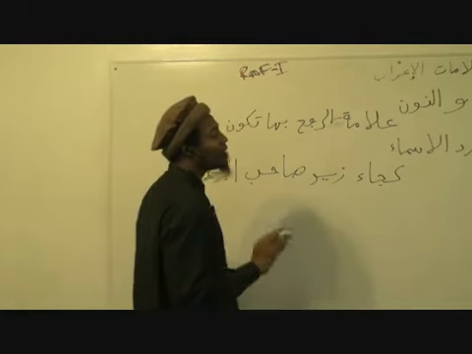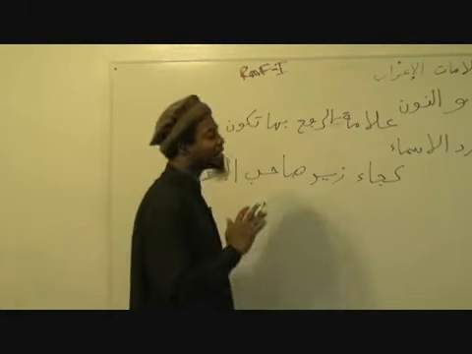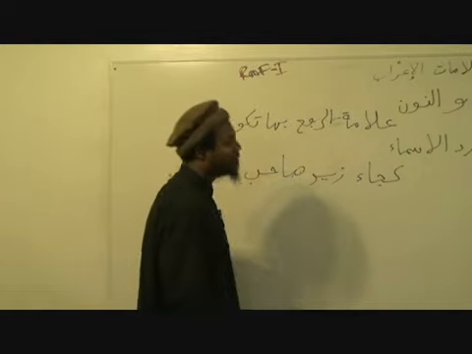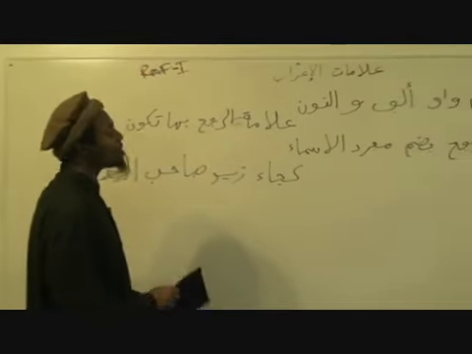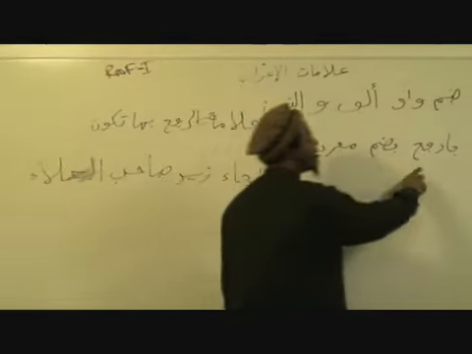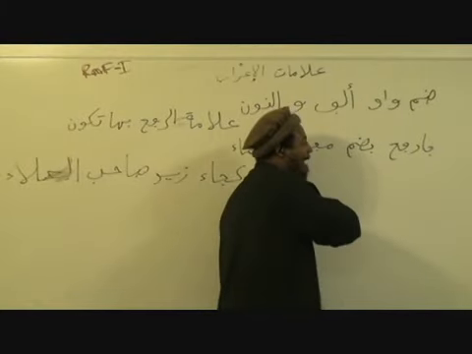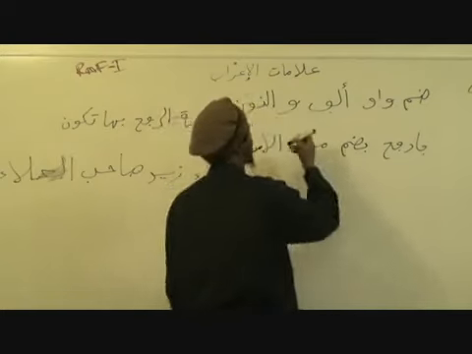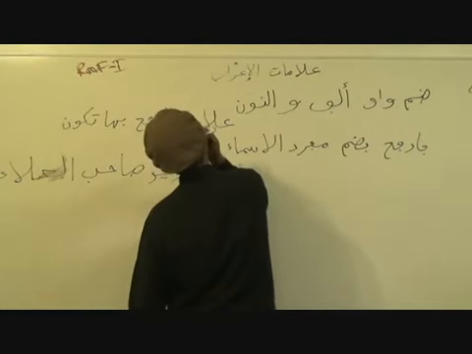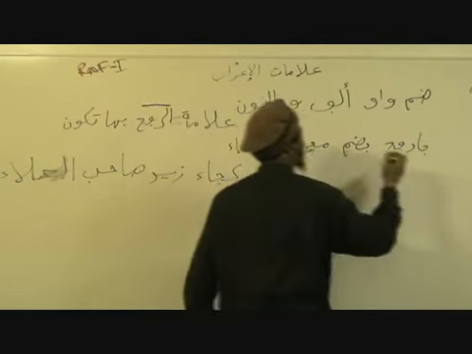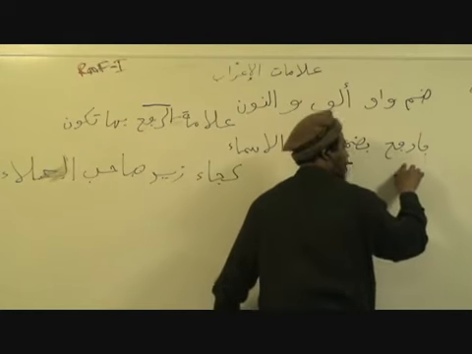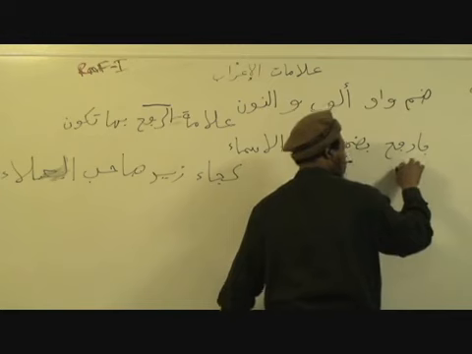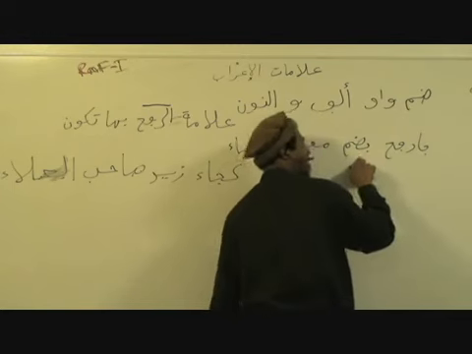فارفع بضم مفرد الأسماء كجاء زيد صاحب العلاء. It says like this: فارفع بضم. What does it mean, farfa'? Farfa' here means fa is so. Since these are the signs of raf'i, and this is raf'i right here, then make them raf'i. This is an order. With the dhamma.